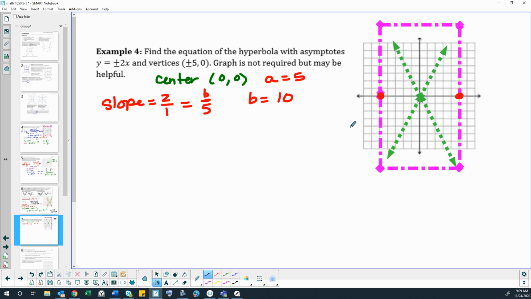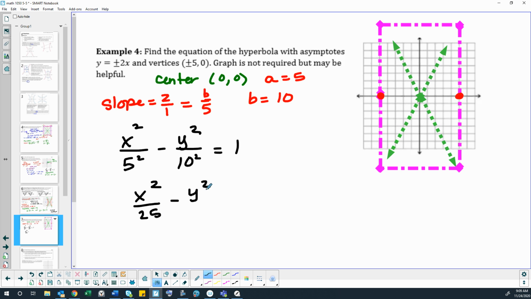What direction is this one going? It's horizontal, because the vertices are on the x-axis, which is also our so-called transverse axis. I'm simply forgetting the name. So our conjugate axis would be vertical. So we start with x squared. We don't need an h and k because it's at 0, 0. So x squared over a squared minus y squared over 10 squared equals 1. So that gives us a final answer of x squared over 25 minus y squared over 100 equals 1.